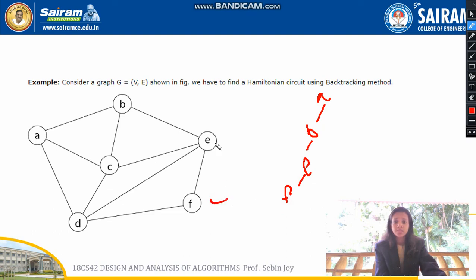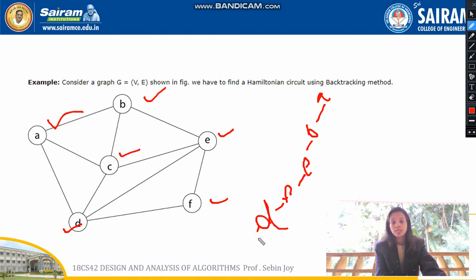So, F is visited, E is visited, B is visited, A is visited. Then from F, what is the path? You have two paths, E and D. E is already visited, right? So, I'll move forward to D. So, from here I got D, right? D is visited. Then from D, it has two options. One is A and one is C. A is already visited. It can come only at the end. So, I can visit here C.